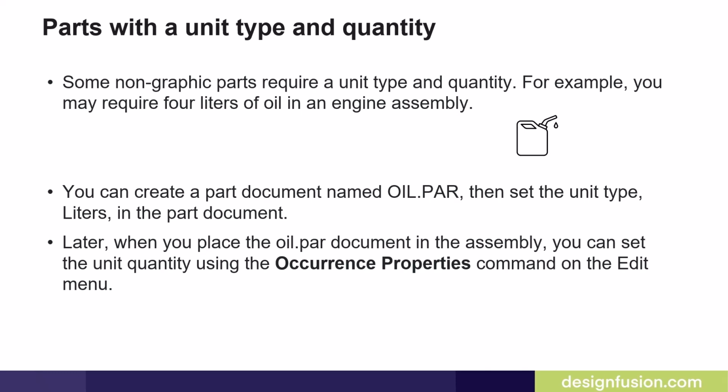Some non-graphic parts require a unit type and quantity. For example, you may require 4 liters of oil in an engine assembly. You can create a part document named oil.par, then set the unit type to liters in the part document. Later, when you place the oil part document in the assembly, you can set the unit quantity using the Occurrence Properties command on the Edit menu.